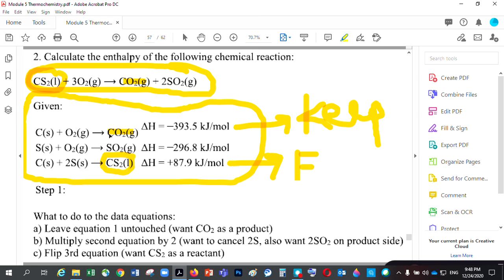Now, SO2, where is SO2? Look at the SO2, my product. It's my product. However, it has two here. So this one here, keep, but multiply by 2. Let's read here. Leave equation 1 untouched. So this one, we kept it untouched, correct? Because of the product CO2. Multiply the second equation by 2, correct? Because we have two SO2, so we have to multiply by 2. Flip the third one. That's what it said, flip.